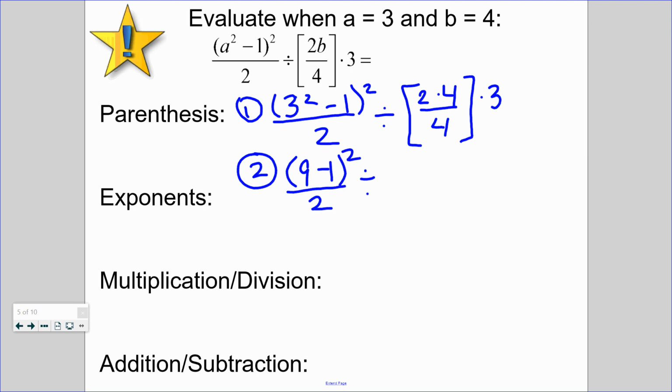Okay. In the bracket over here, I can simplify. Let's simplify that numerator. Technically, that's going to be parentheses. 2 times 4 gives me 8 over 4, and then I still have times 3. Do I still have parentheses or brackets? Okay, so let's keep going. What else can I simplify?